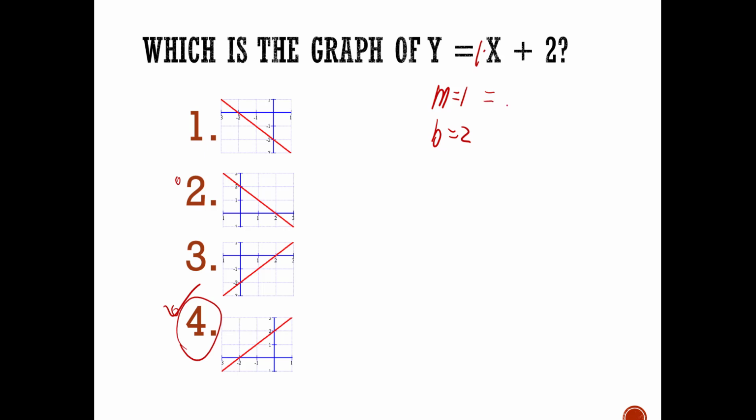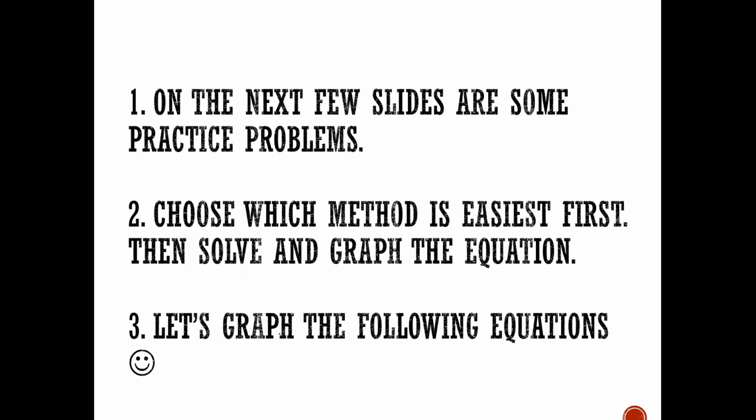You can also look at the slope 1 as 2 over 2. So we move to the right 2 units, go up 2 units. Right? So that's how we use the slope to get another point. So y-intercept equals 2. So that's how you identify that option 4 is the correct solution.